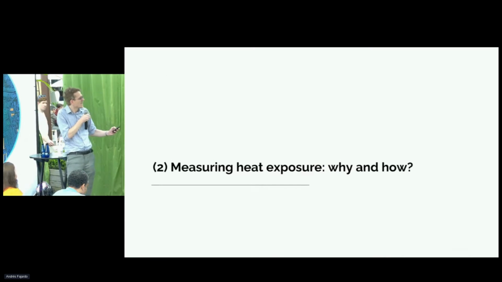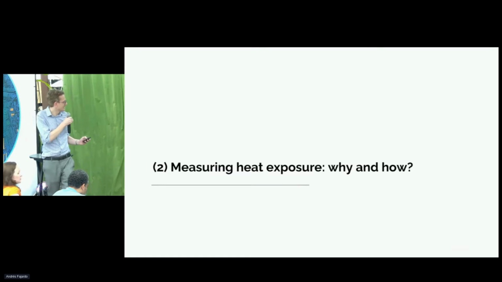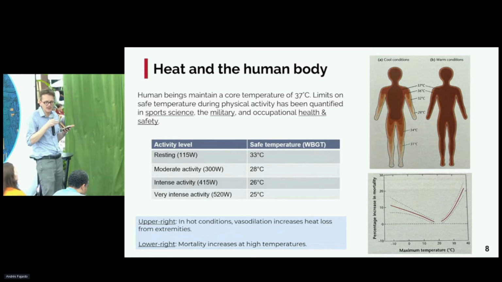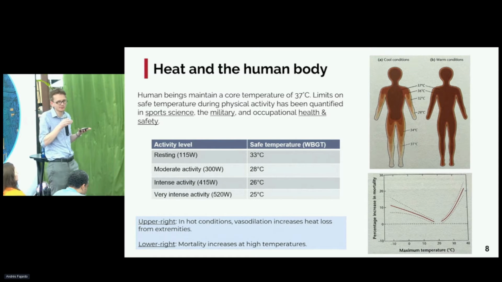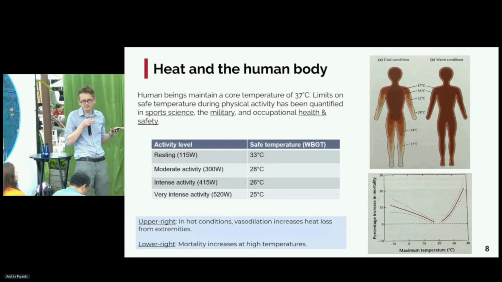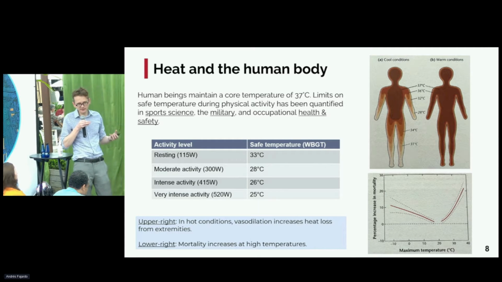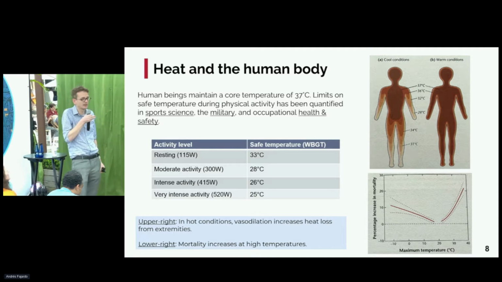So, bringing it back to the present day, measuring heat exposure, why and how? So we're concerned with heat in cities for a bunch of reasons, but one of them is that human beings are adapted to a particular ecological niche. We maintain a core body temperature of 37 degrees centigrade. And if your child has a fever, you put the thermometer in their mouth and you see that their core temperature is getting too high. You don't want your core temperature to go too high. Human beings cannot cope above a given level.